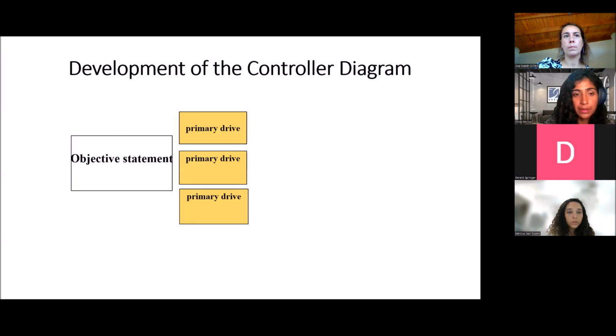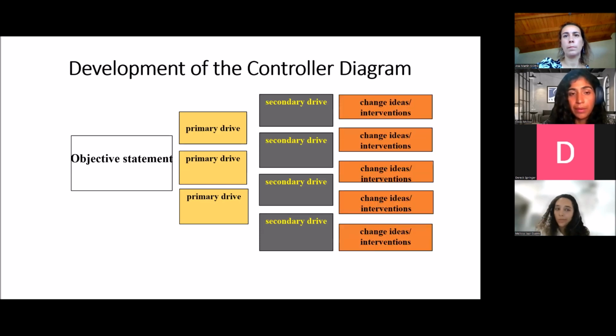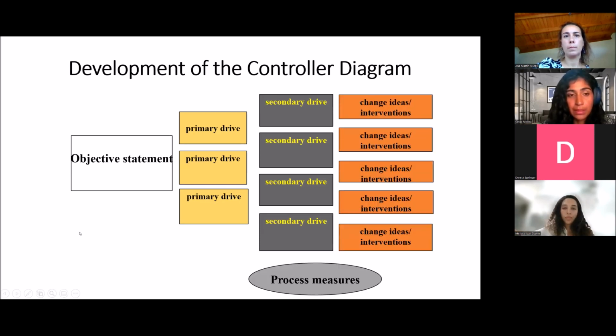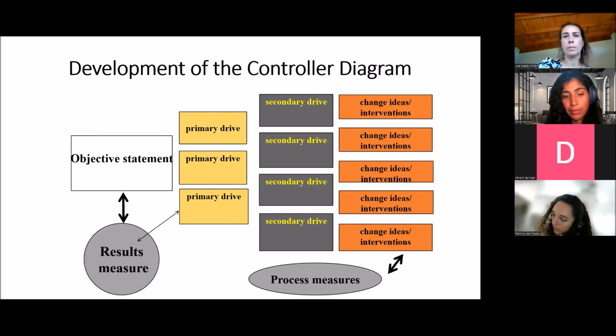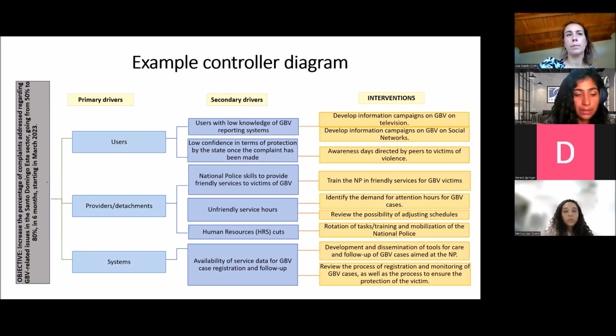Si vemos aquí el diagrama, estamos viendo en esta parte el objetivo, que es lo que queremos lograr, los impulsadores primarios, impulsadores secundarios, y aquí ya en esta etapa las ideas de cambio. Voy a poner un ejemplo más relacionado con el área de violencia basada en género.